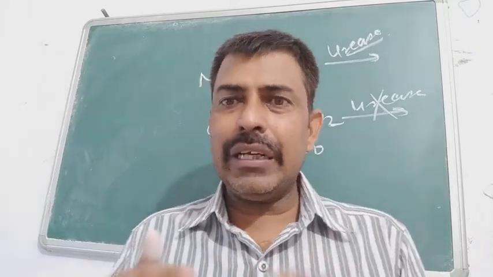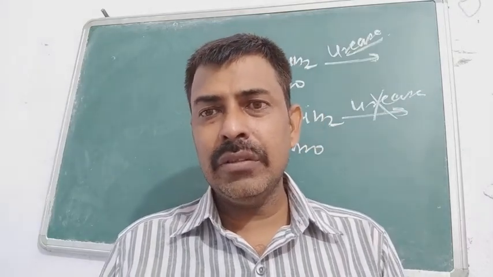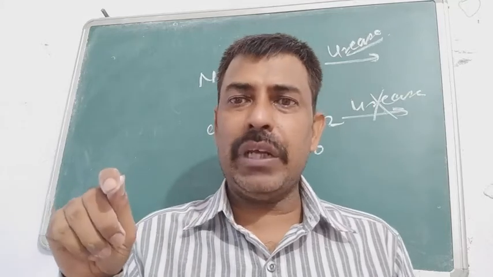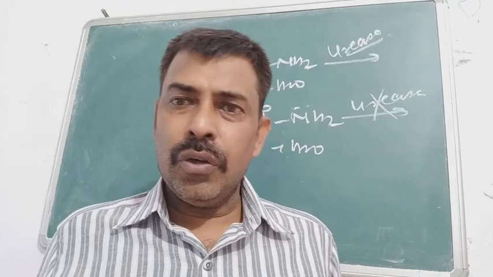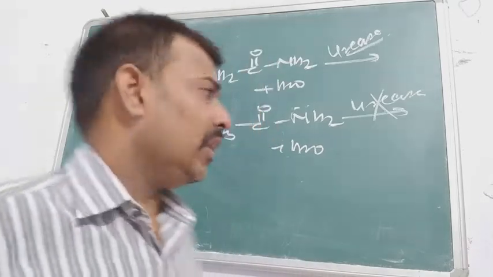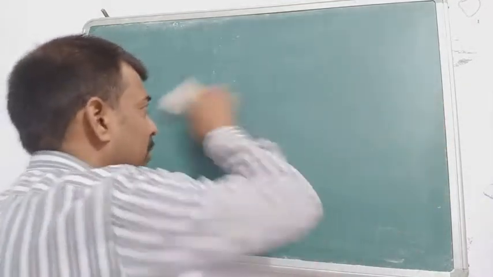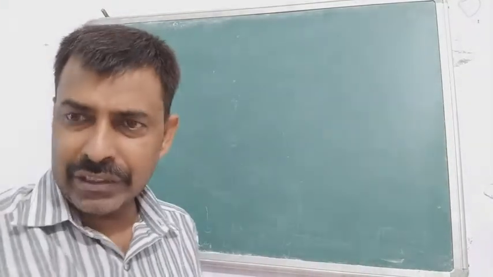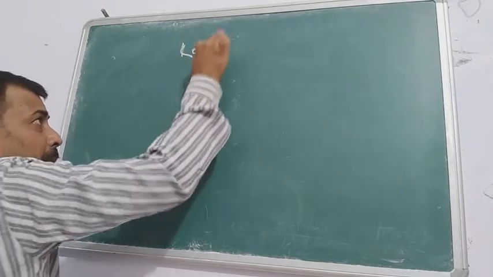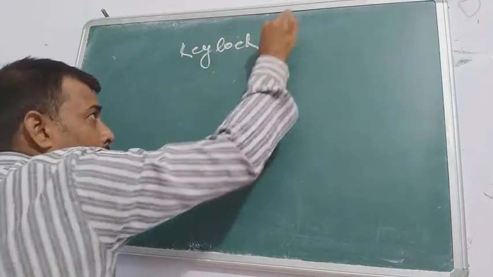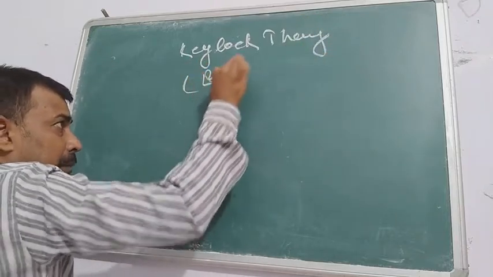If the key and lock don't have the counter shape, then the rotation of the key will not take place, and the lock will remain closed. Almost the same condition remains here. You can see this is the key-lock theory of enzyme catalysis.